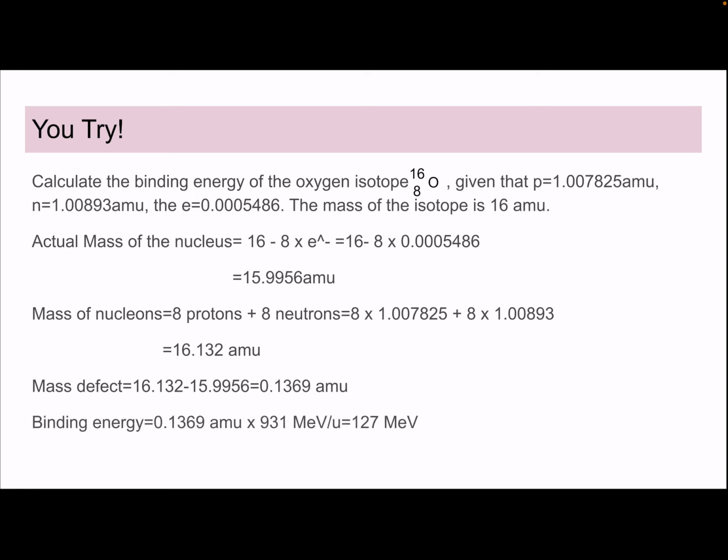So in order to calculate the binding energy, we have to use E equals mc squared, but as I covered before, we have already transformed the formula. So we have to write it in MeV per U. So the binding energy is the mass defect in U, the unified atomic mass unit, times the energy per U, which is 127 MeV.